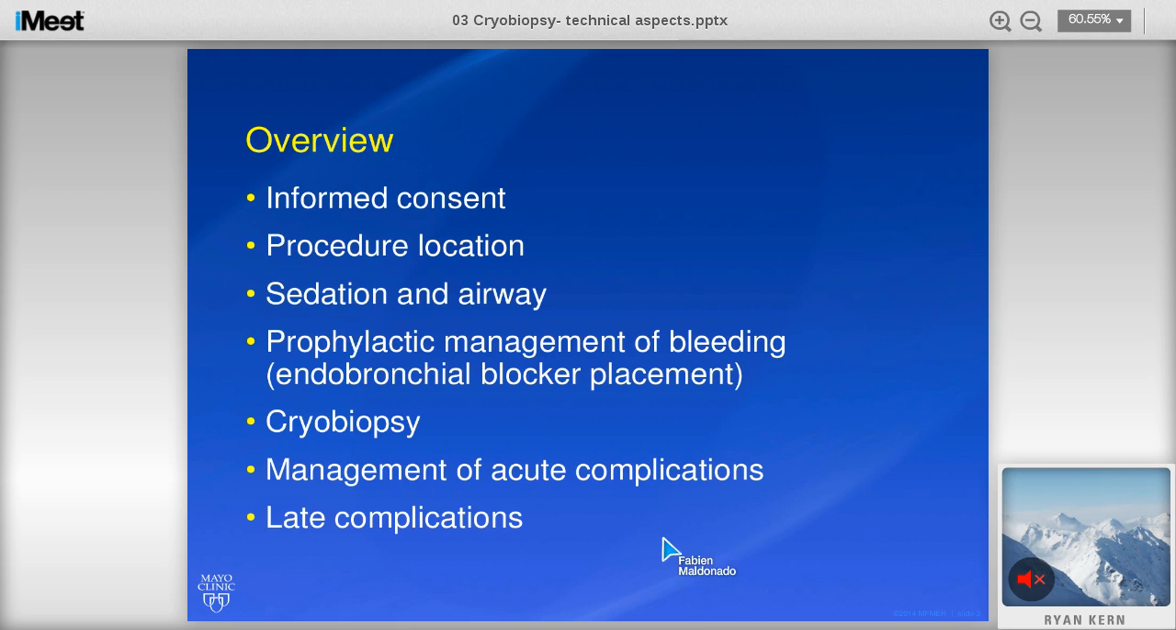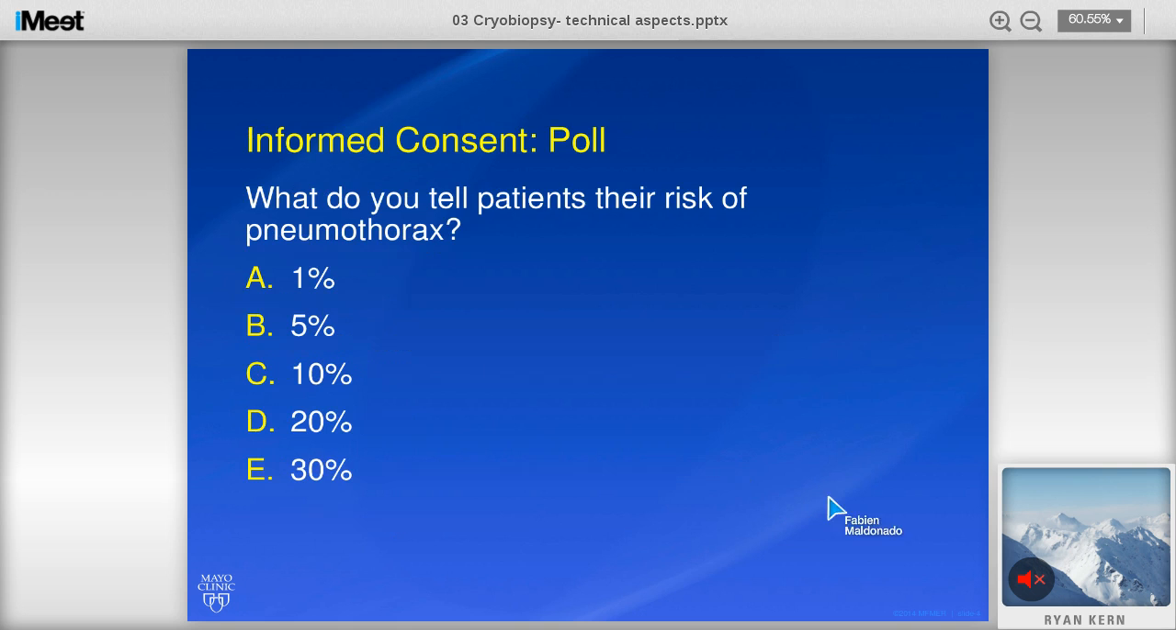So I want to talk about informed consent, procedure location, sedation and airway, prophylactic management of bleeding. He talked about endobronchial block. I'll talk a little bit more about how we actually use that and show a video of that, then go over the cryobiopsy tissue acquisition itself, and then talk about the management of acute and late complications.